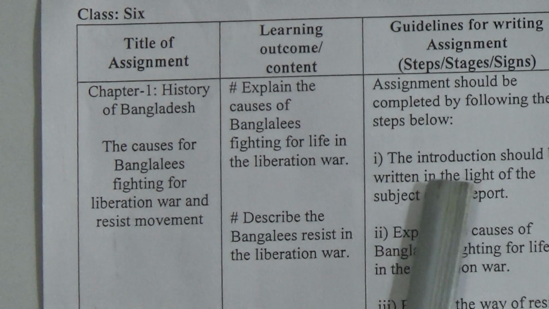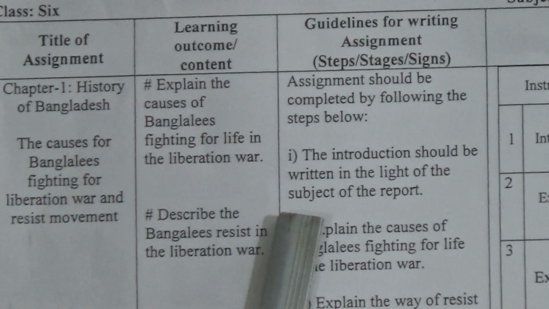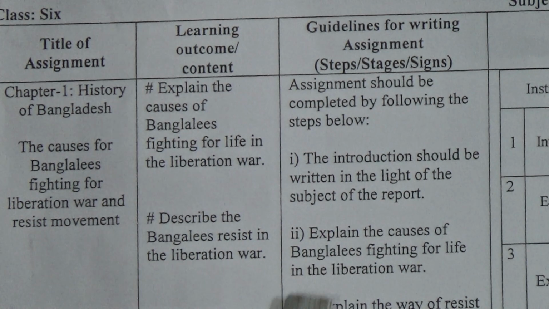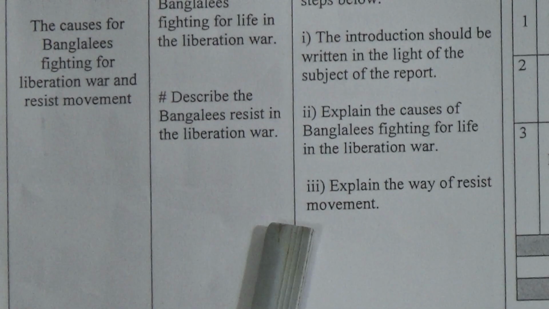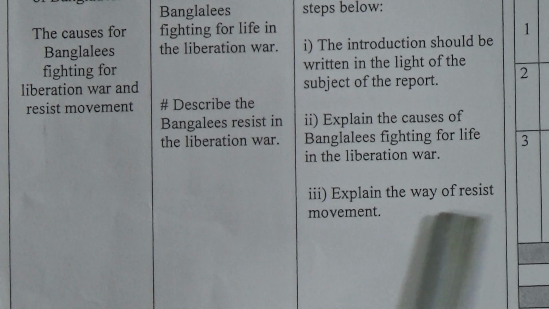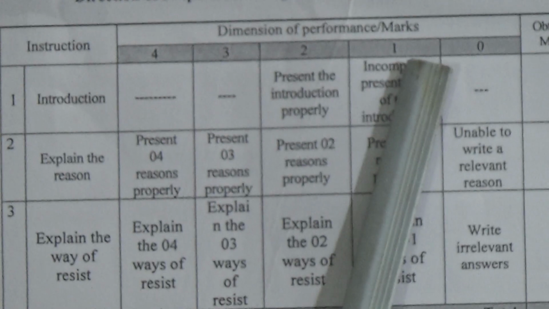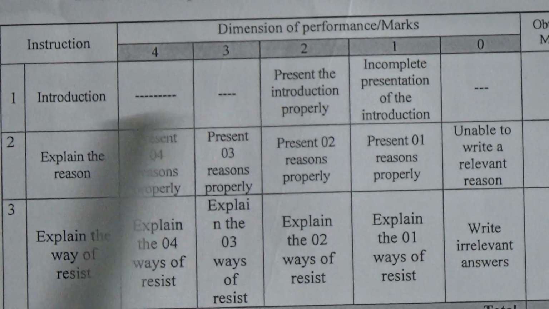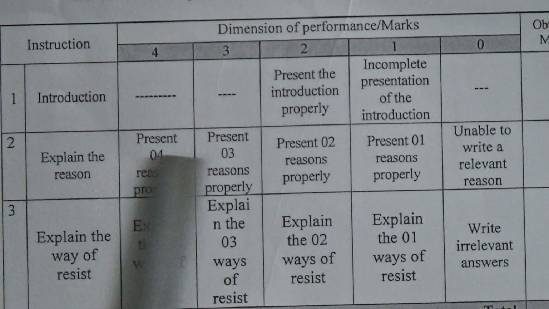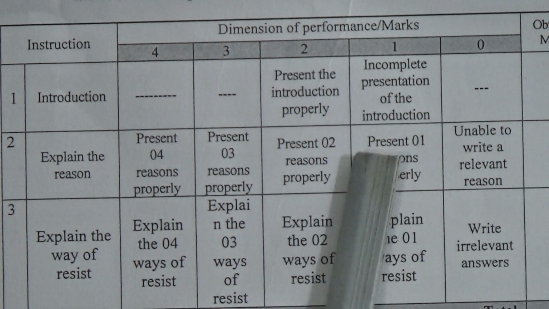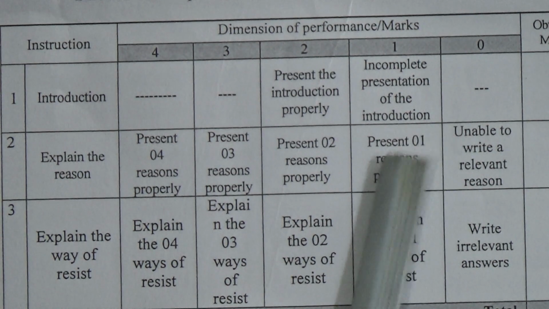The assignment should be completed by following the steps below. Number 1, the introduction should be written in the light of the subject of the report. Number 2, explain the causes of Bengalis fighting for life in the liberation war. Number 3, explain the ways of resist movement. So, directions for preparing the assignment: steps, parameters and score. Introduction: if you present the introduction properly, you will get 2. If the introduction is presented incompletely, you will get 1.